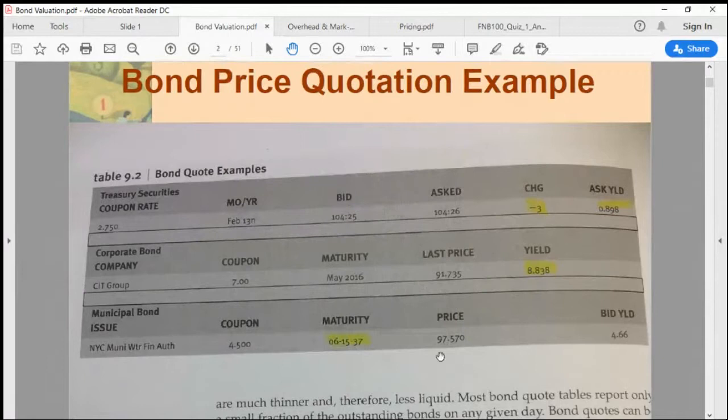All right, and then look at the price. Now you understand, this is also a percentage, right? So that's 97.57% of what is the face value of the muni bond? $5,000, right? So you can do the calculation: 5,000 times 97.57%. That would come clearly above like $4,500 at least, right?